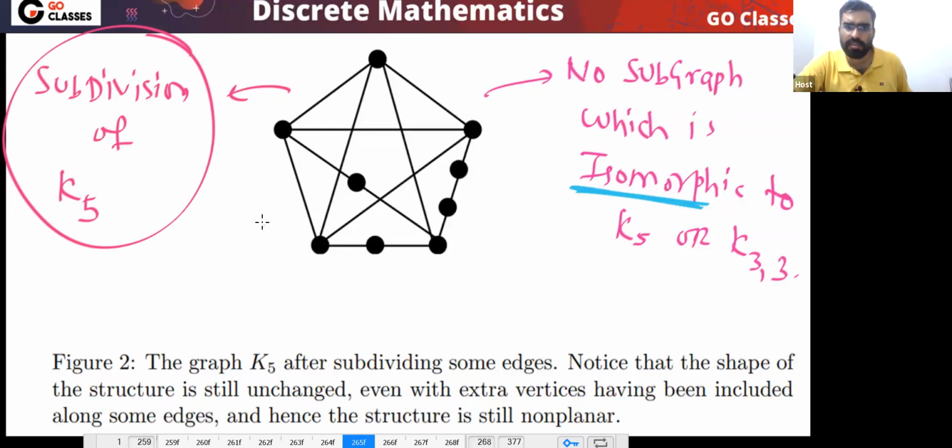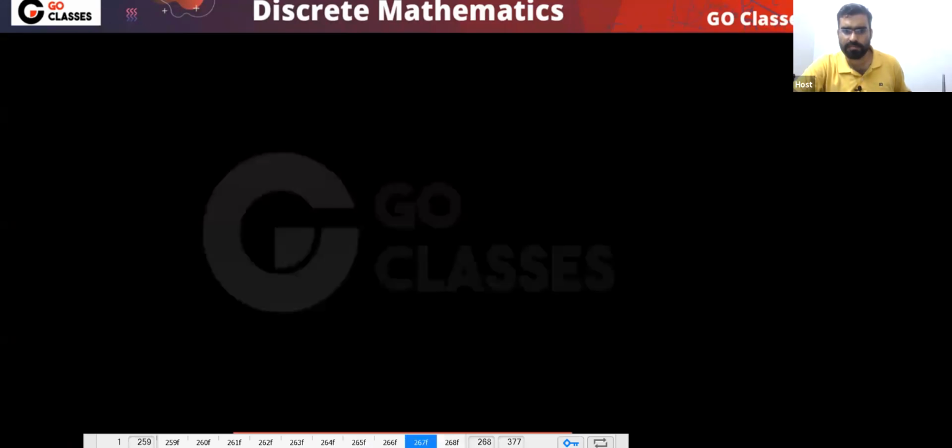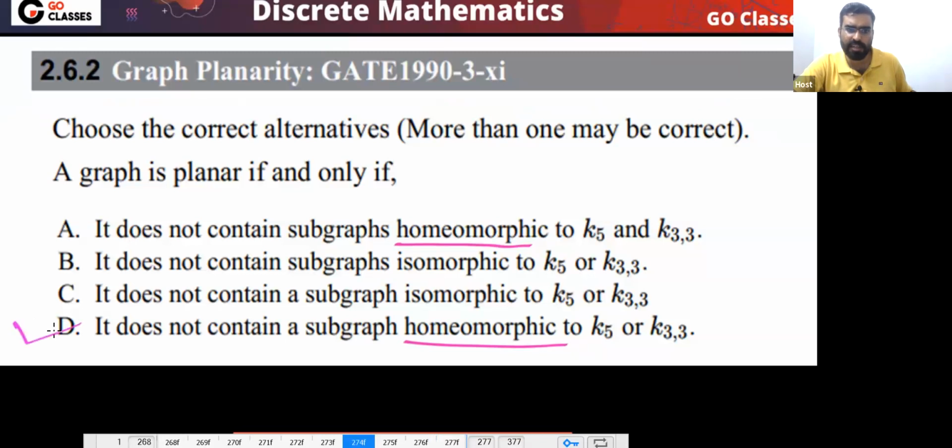Yes or no? This graph is homeomorphic to K5. This graph is not isomorphic to K5, but this is homeomorphic to K5. So that is the reason here in this question you can notice this statement is correct.